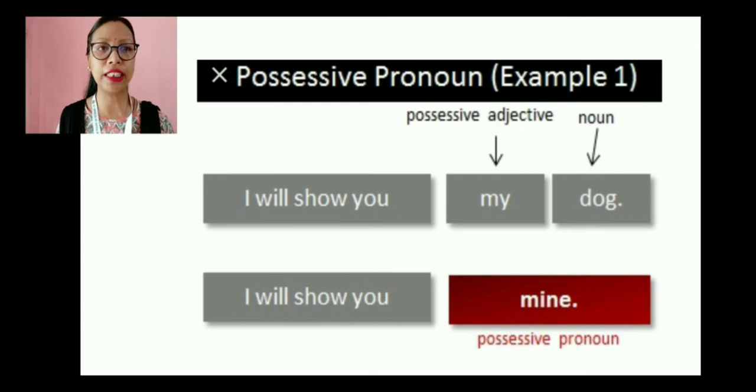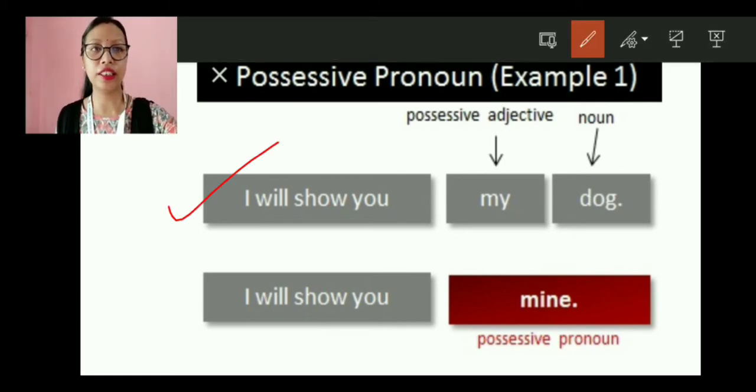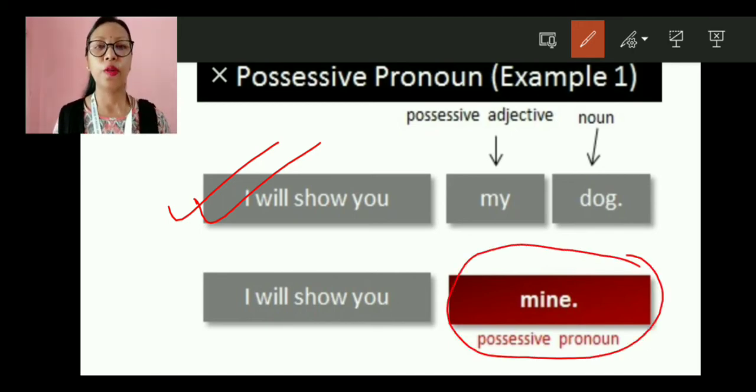So here you can see, I will show you my dog. So this is a normal possessive adjective. The first sentence is a possessive adjective because I will show you my dog. Whose dog? My dog. Then the next person will say, I will show you mine. Instead of my dog, we have used mine and it becomes a possessive pronoun here.